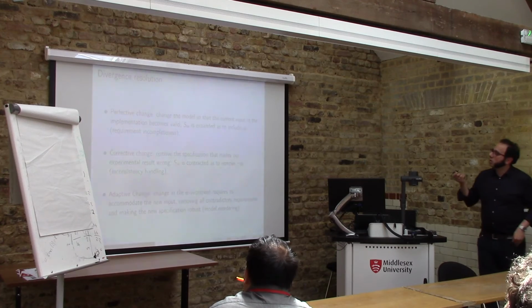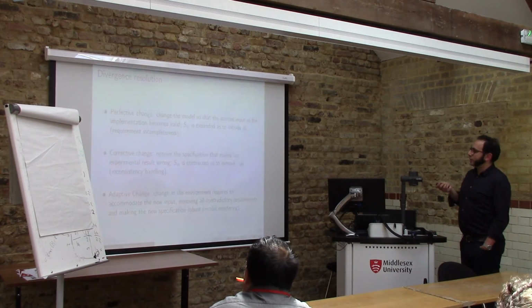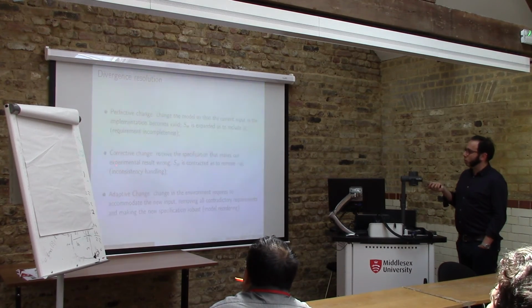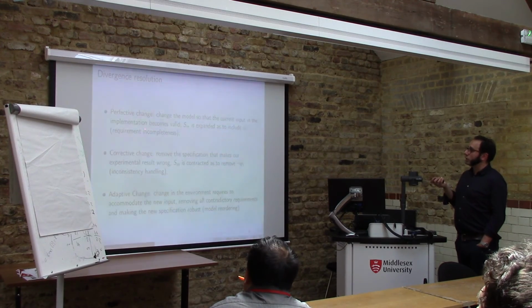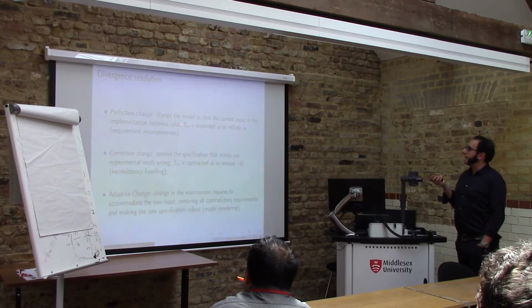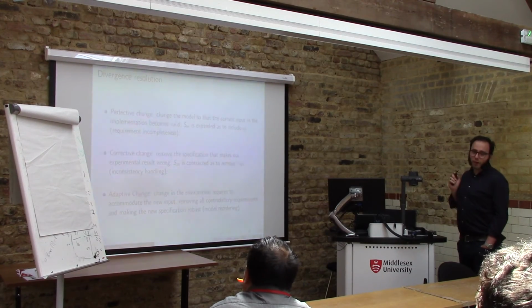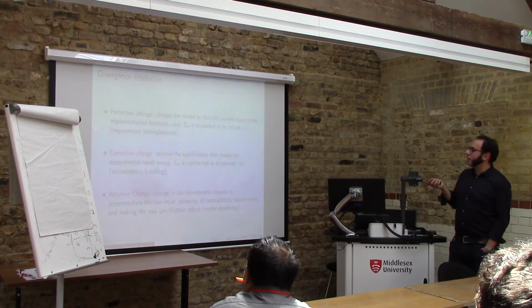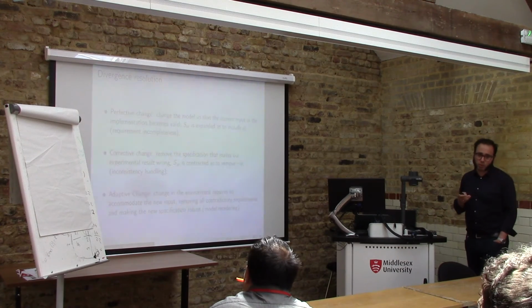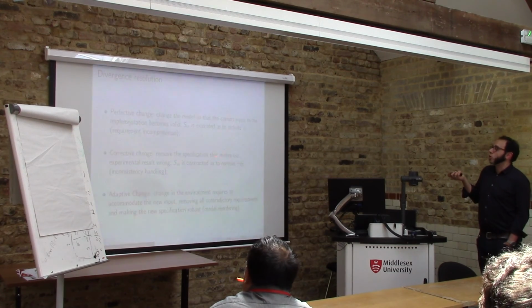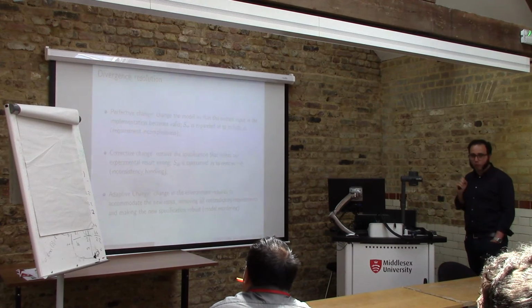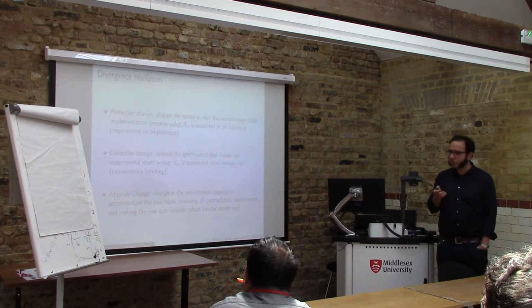Okay, so how do we resolve the divergence? As I mentioned, there are these two basic cases. The perfective change: we change the model so that the current input in the implementation becomes valid, and SM is expanded so as to include the formula phi I. This satisfies some requirement in the completeness notion. The second case is the corrective change. We remove the specification so that SM is contracted so as to remove not phi I.